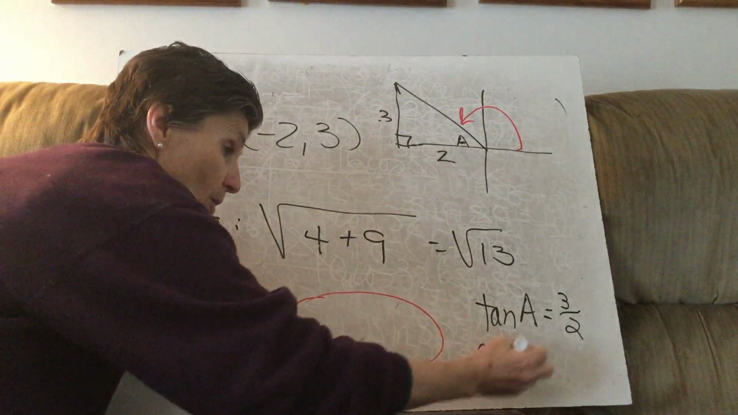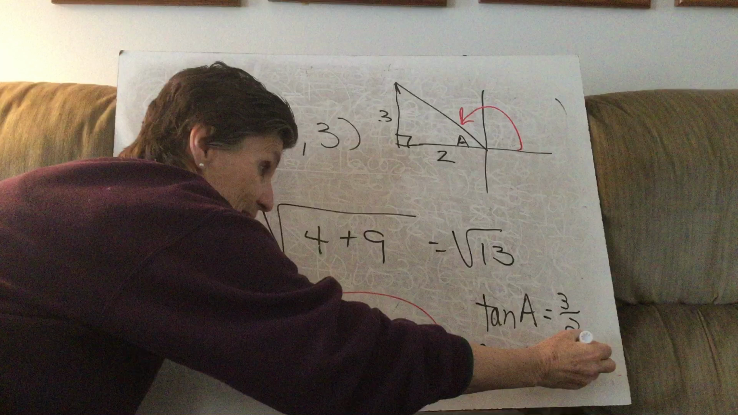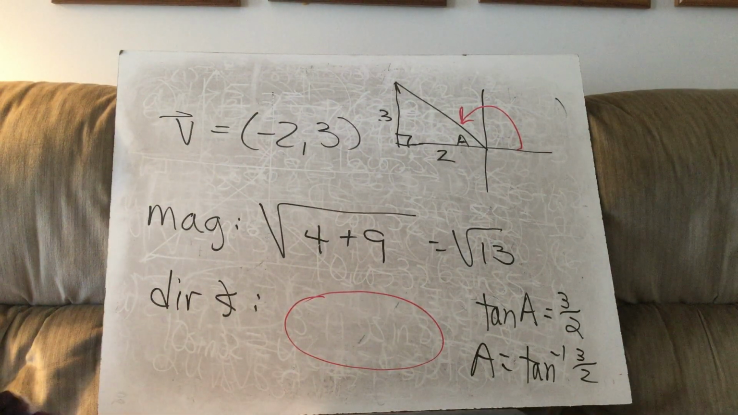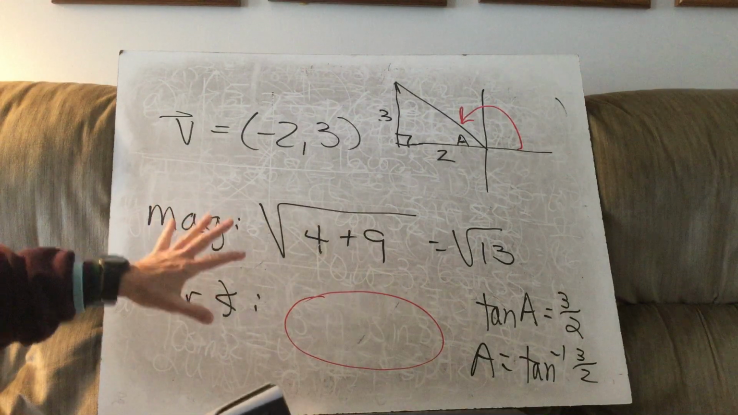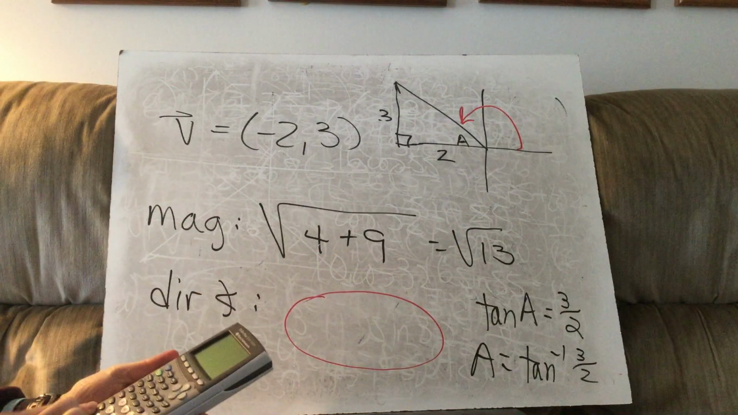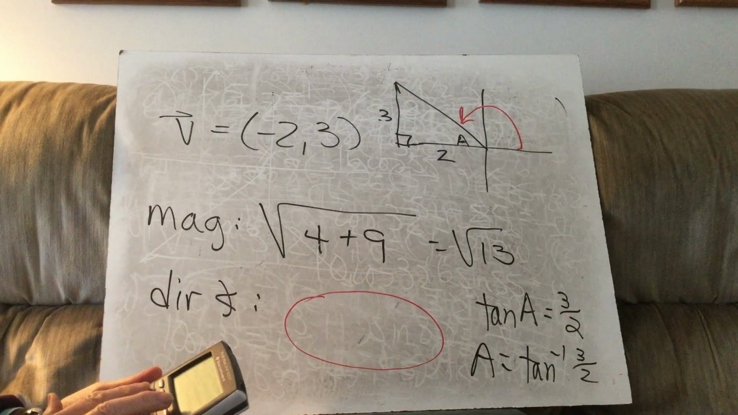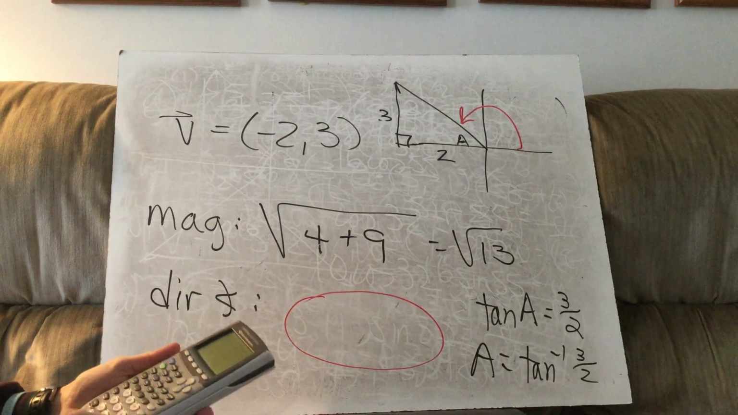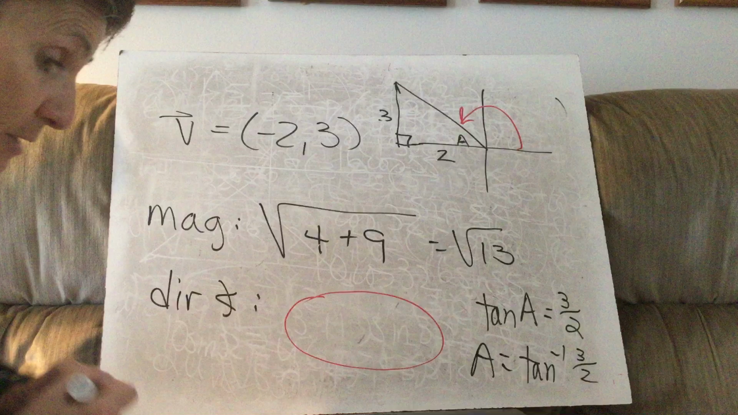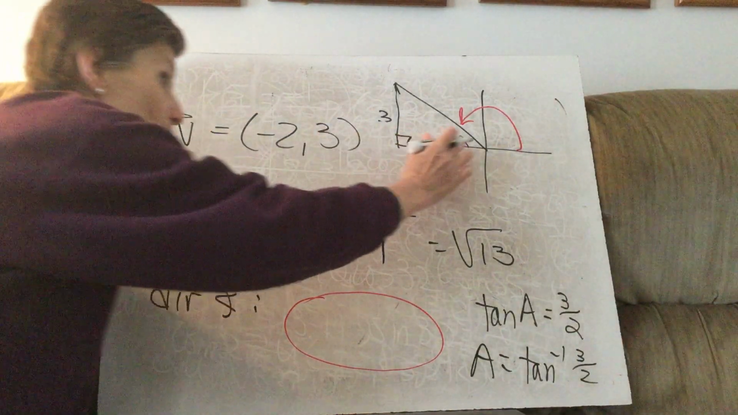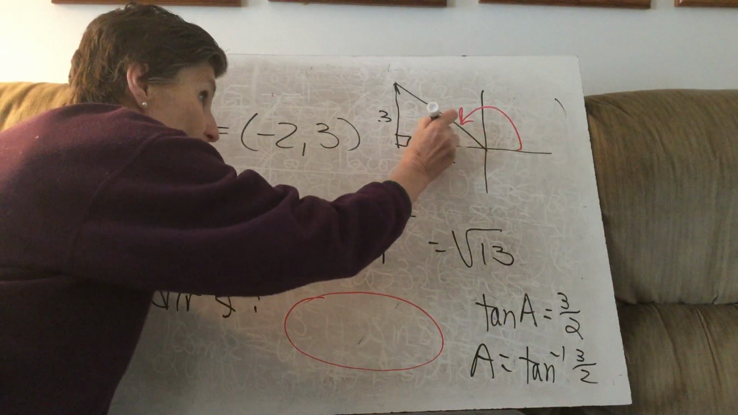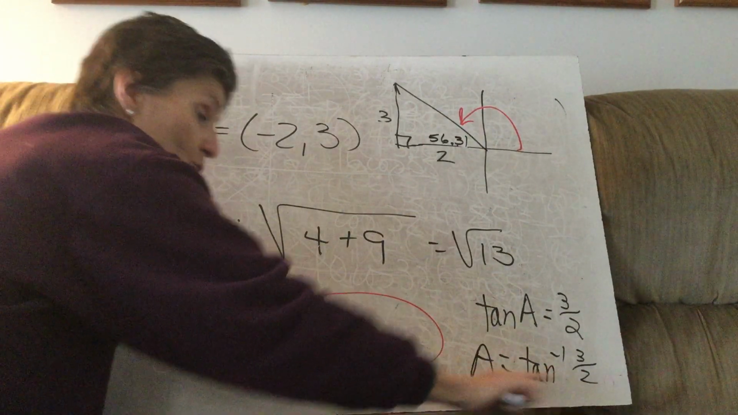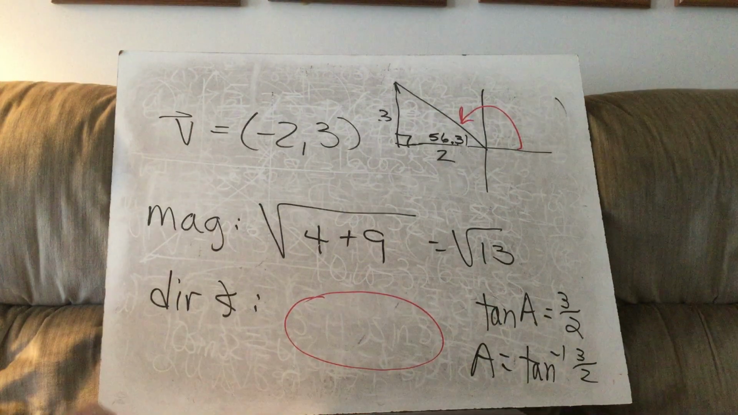So the angle is found by second tangenting 3/2. Again, you have a big section in your notes about this. Go back and review that if what I'm doing doesn't make sense. Second tangent, 3/2. So the angle A is 56.31. This turns out to be 56.31 when I type second tangent 3/2 in on my calculator.